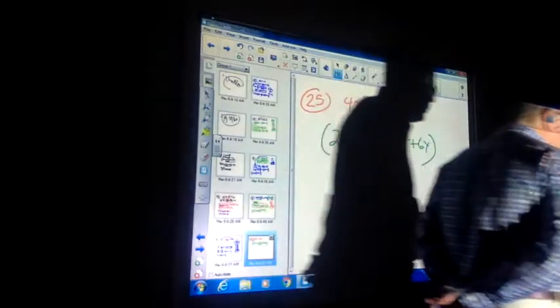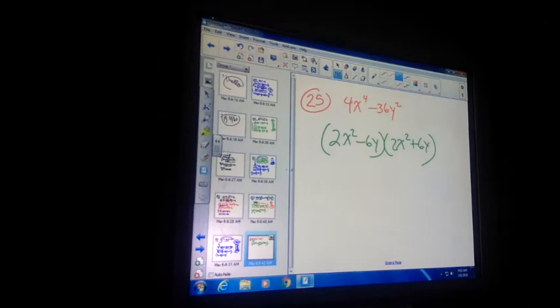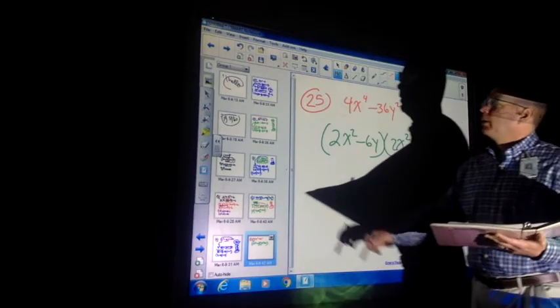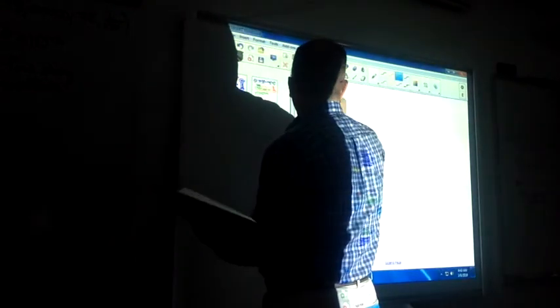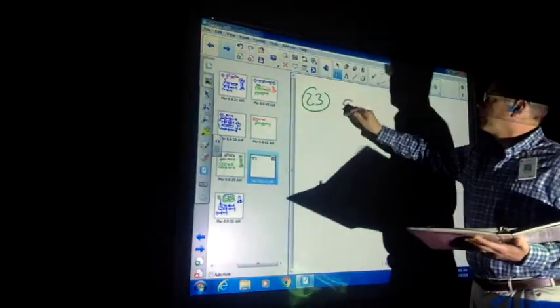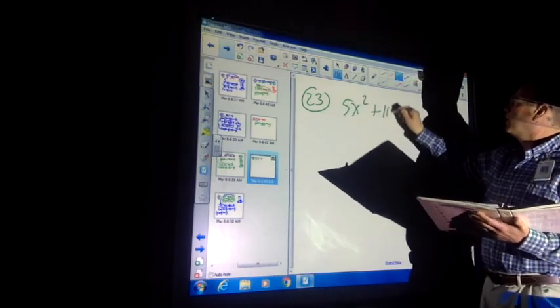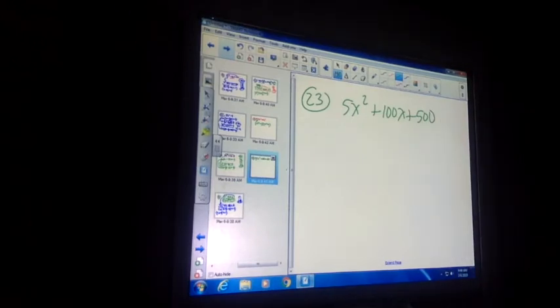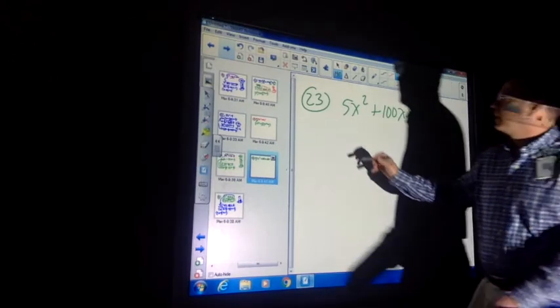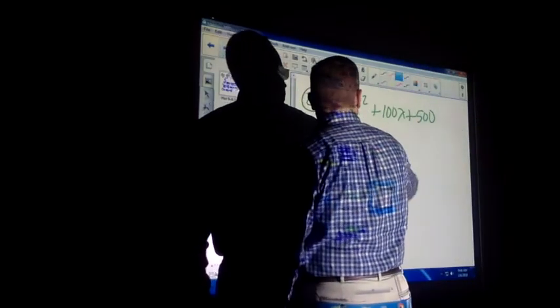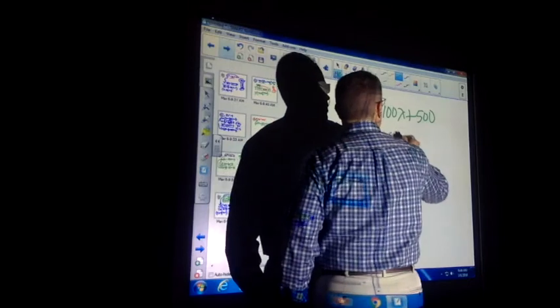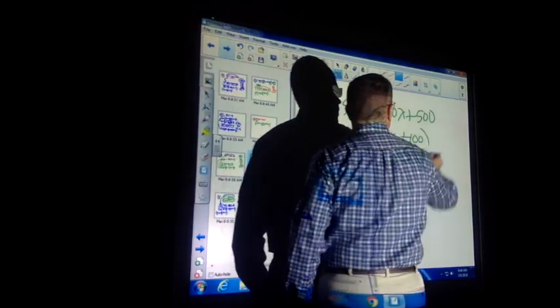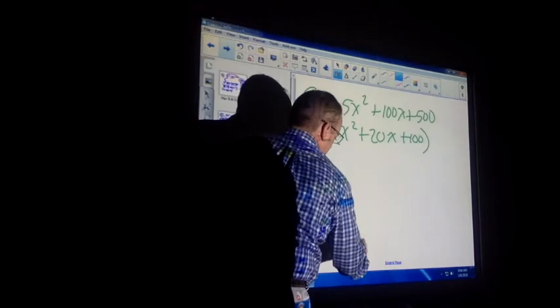What was the other one you said? 23. Does 23 appear to have a greatest common factor? We got 5x squared plus 100x plus 500. What does my greatest common factor appear to be? Appears to be a 5, right? So I have a 5 and then x squared plus 20x plus 100. So this 5 comes down to the very end.